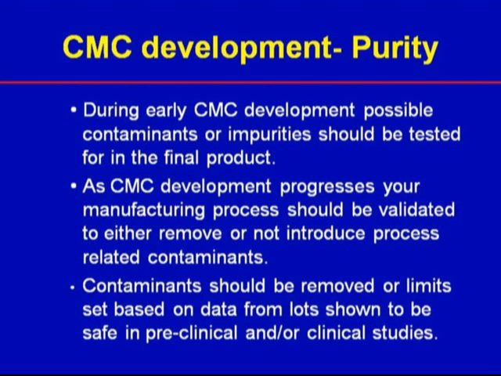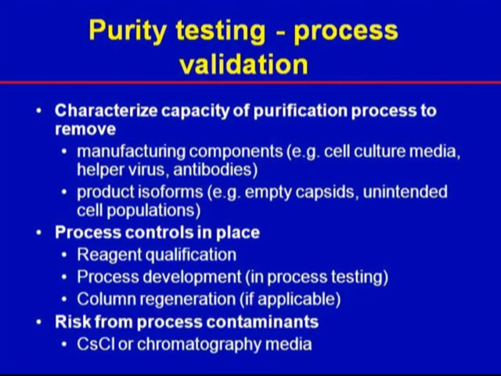It's important to note, however, that if process impurities are not sufficiently characterized in product lots used in early phase preclinical or clinical safety studies, it will be difficult to set safe limits, and impurities may confound your ability to evaluate product safety and efficacy. When considering tests to evaluate a product's impurity profile and to evaluate process validation, you should consider several factors. One is the capacity of the process to remove manufacturing components, such as media components and helper viruses, or product isoforms such as empty particles or unintended cell populations.